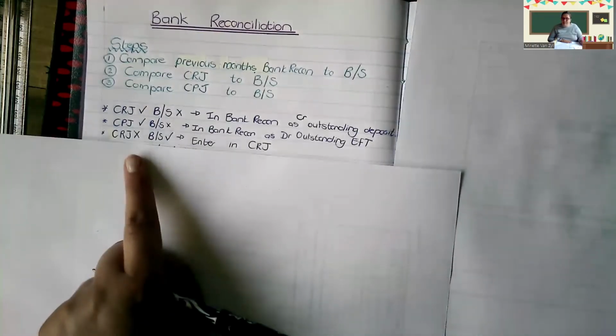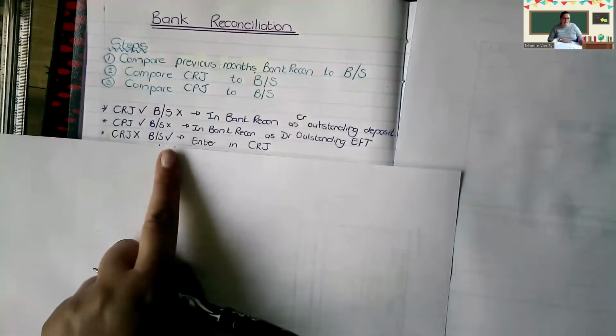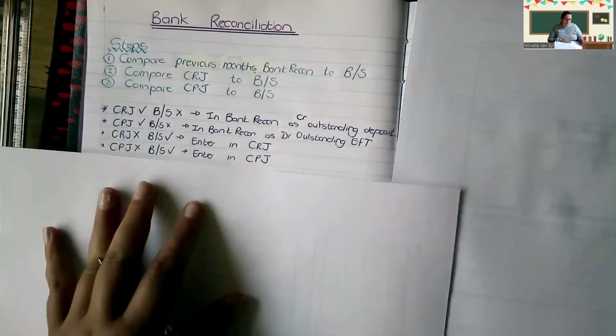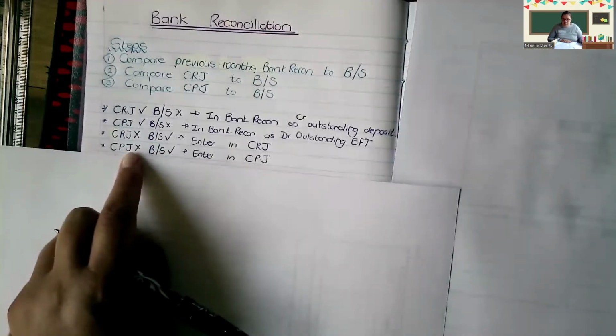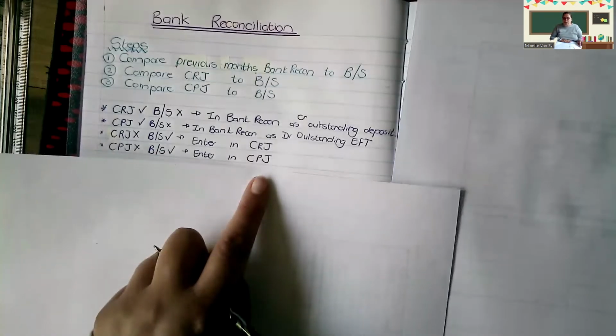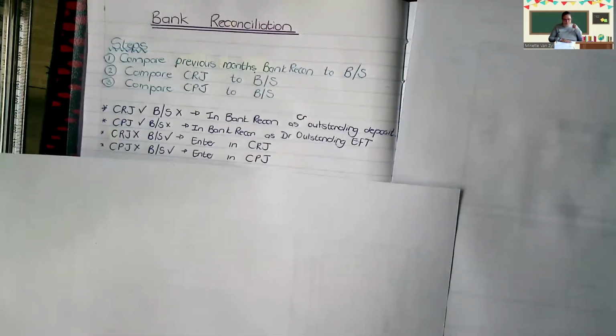When there's information not visible in your CRJ, but it is in your bank statement, you will enter it in the CRJ. This will be direct deposits made, for example, rent, or this could even be interest that you've received from the bank. If there is information not in your CPJ, but it is in your bank statement, you will enter it into the CPJ. This will be direct payments on things like water, electricity, or a direct payment to a creditor. This will include your bank charges or interest paid to the bank.